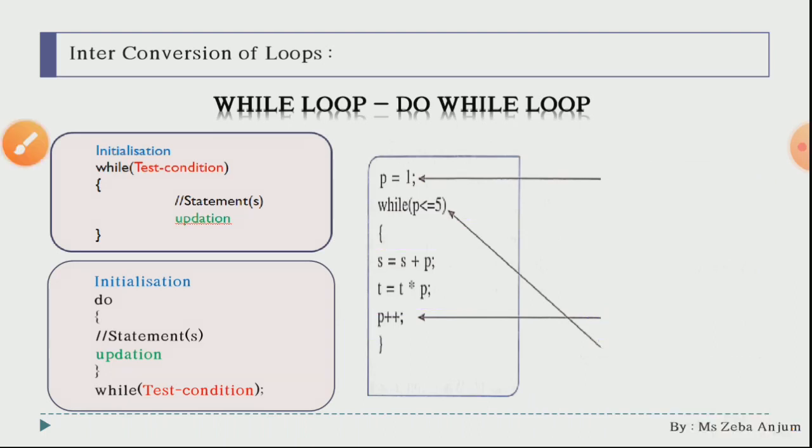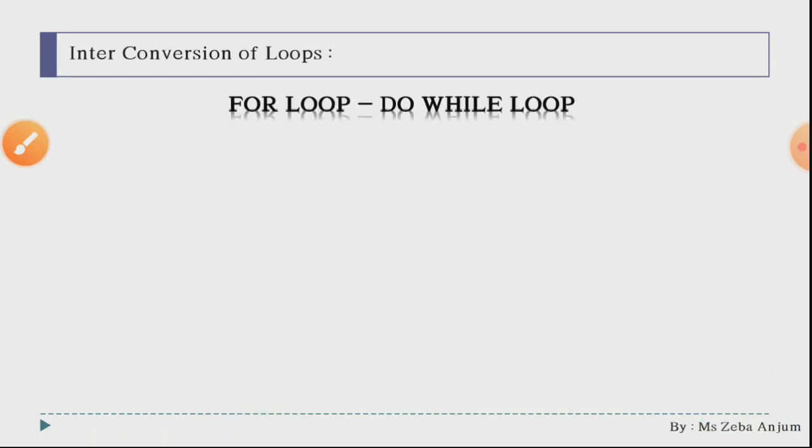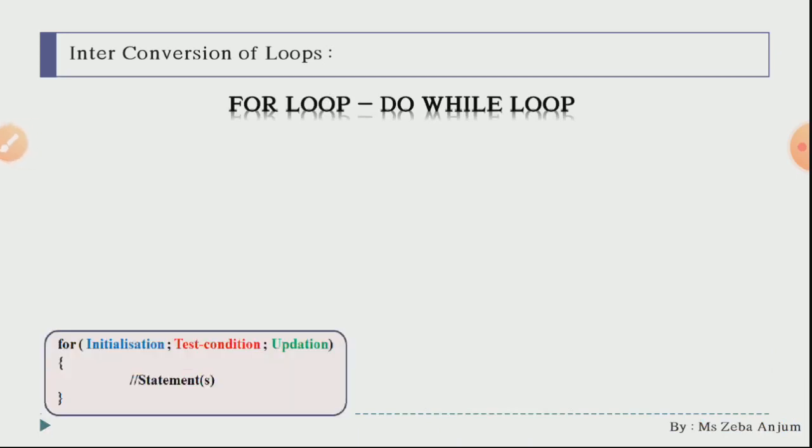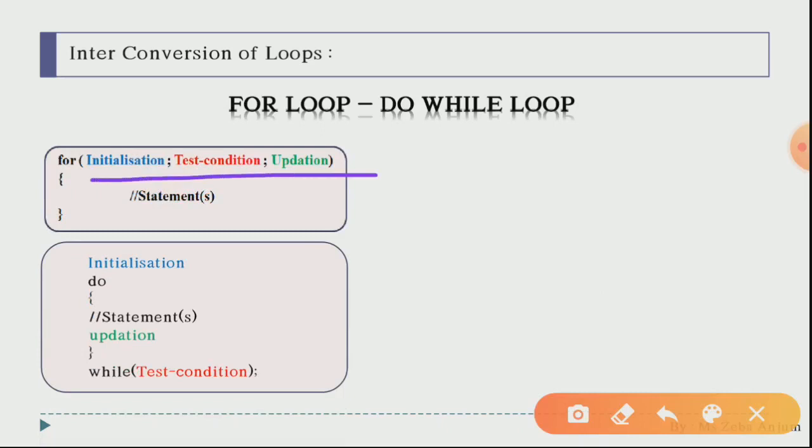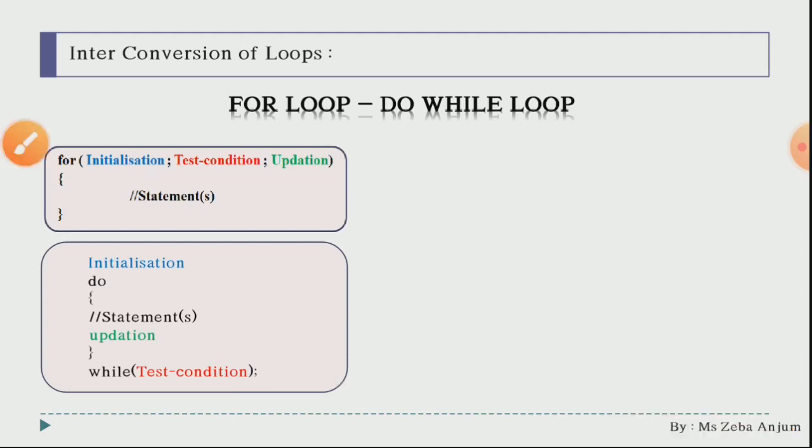Now see the last one, that is for loop to do while loop. Again let us see the syntaxes. See over here, in the for loop all three things are in one line, but in do while, first comes the initialization, then within do you have statements, then updation, and in while you have the test condition. Now see our example accordingly.